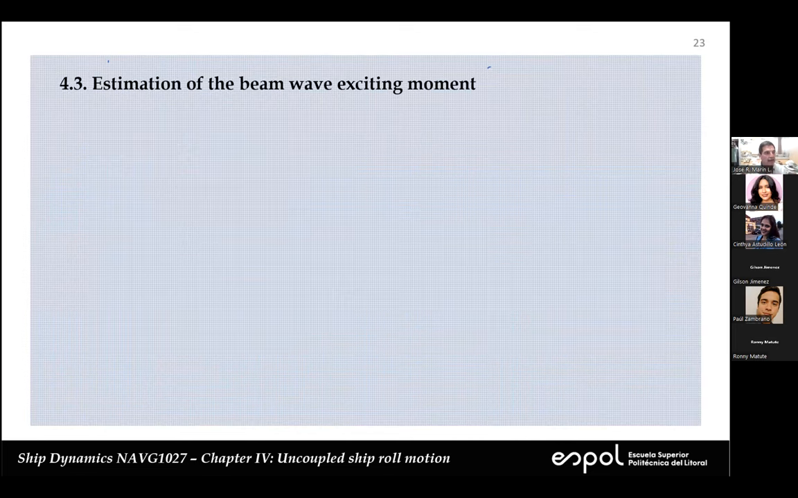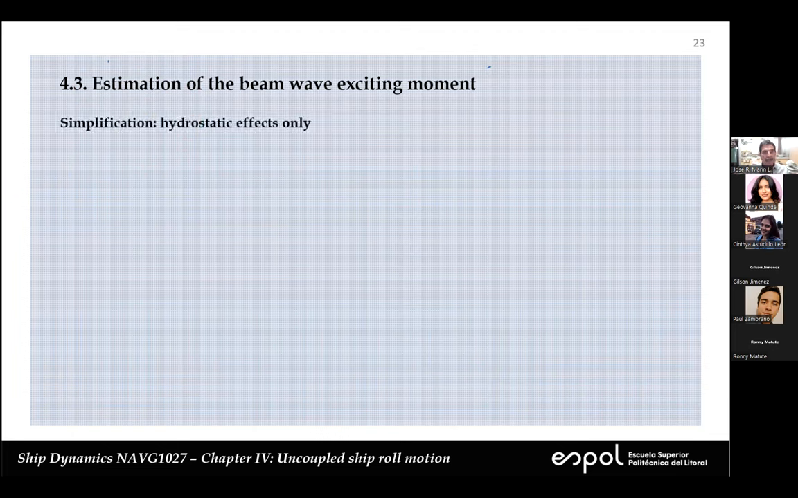Okay, so we're ready for the last topic of this chapter. We're going to present a very simple estimation, that's why we call it estimation, of the excitation moment coming from the waves acting on the ship. And of course, the most important situation is when the ship receives the waves from the beam. In that case, we're going to have the largest moment and of course the largest response. And that's the case that we're going to be analyzing.